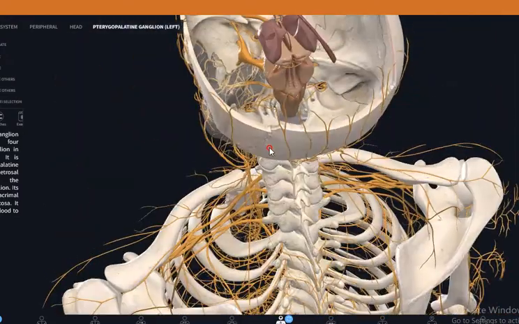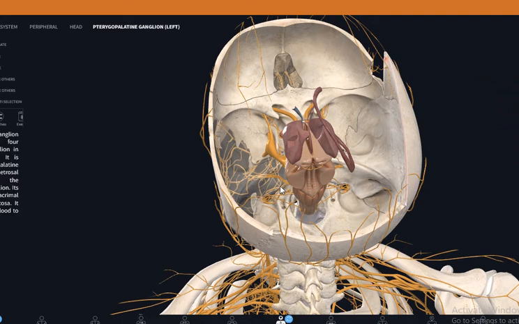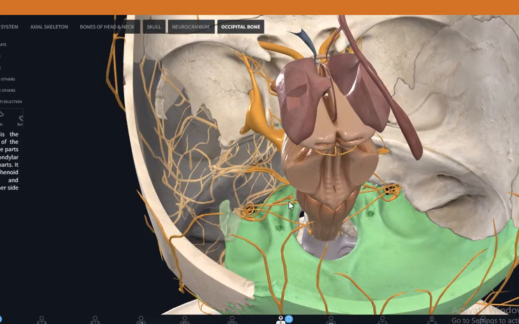Now the next nerve to visualize, after visualizing the facial nerve, is the glossopharyngeal nerve. So let's come inside. We have this nerve here.